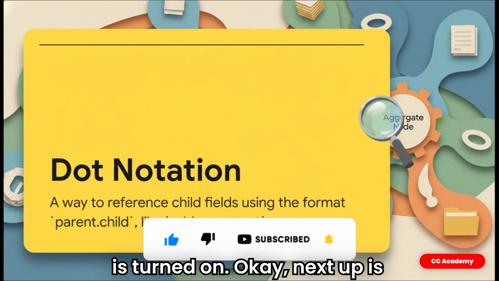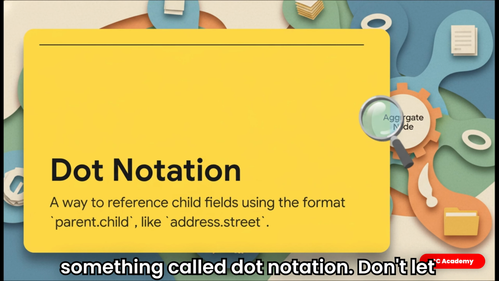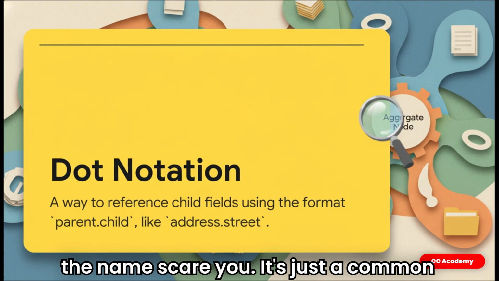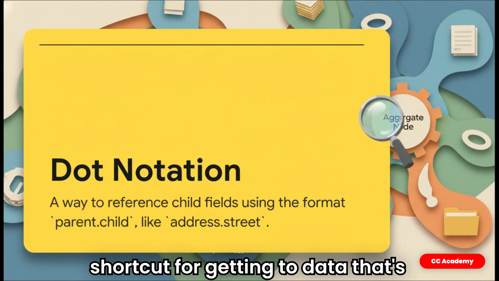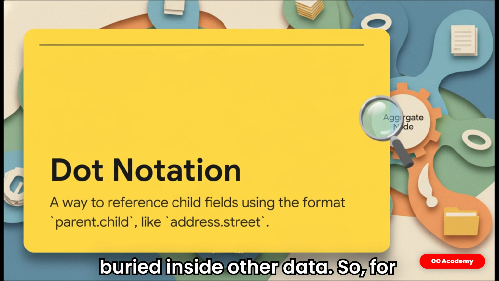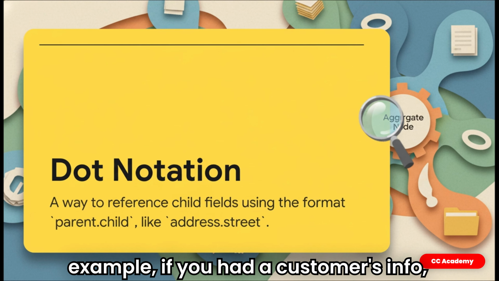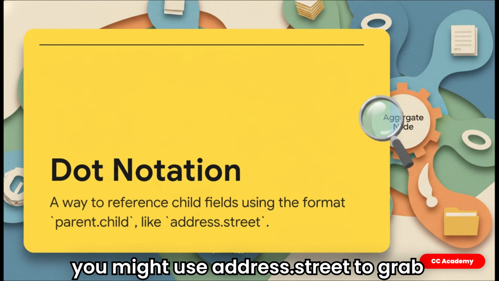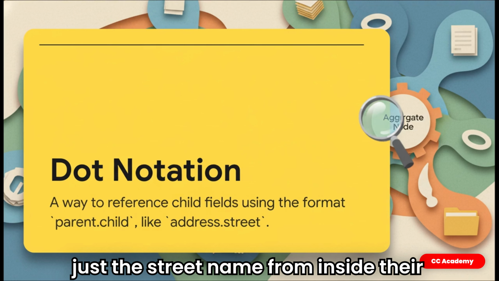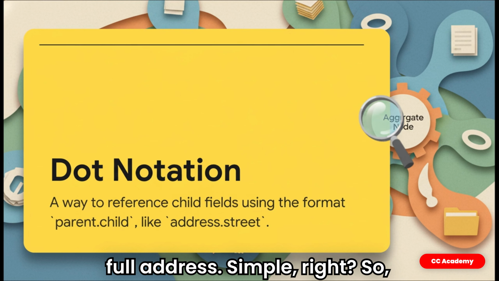Okay, next up is something called dot notation. Don't let the name scare you. It's just a common shortcut for getting to data that's buried inside other data. So, for example, if you had a customer's info, you might use address.street to grab just the street name from inside their full address. Simple, right?